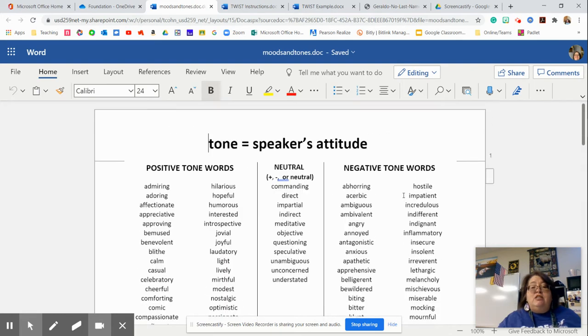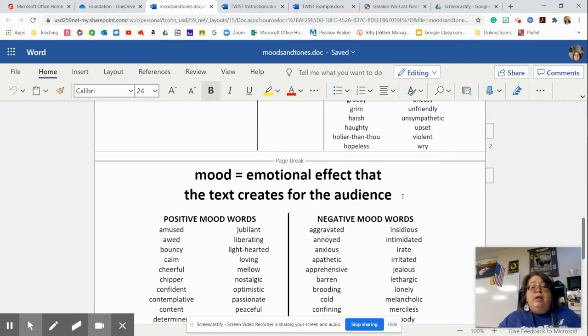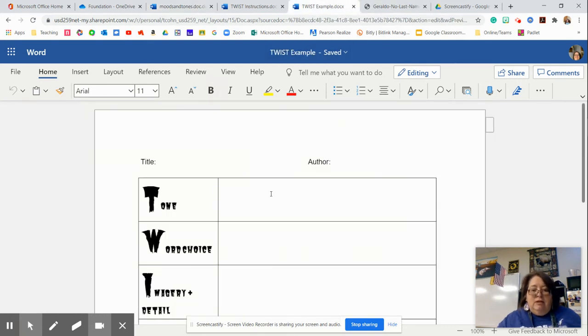Now remember, tone is the speaker's attitude. Mood is the emotional reaction the audience has to the text, okay? A lot of the tone and mood words are the same, but you've got to be very clear as to when you use them. So on Geraldo, No Last Name, it is rather a somber tone, right? And you can feel tension in that, because Cisneros uses words like hit and run.